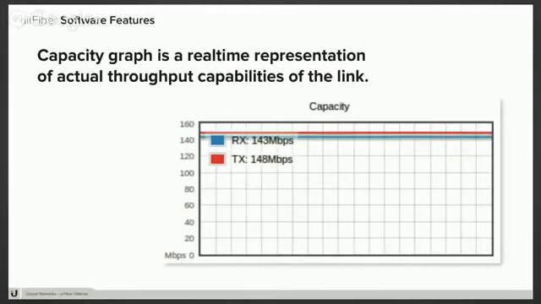Next, we have a capacity graph, and this capacity graph shows up on the main screen of every radio, and what it shows you is the actual data capability of the link at any given moment in time. This is essentially a real-time link test that is always on and always telling you what the link performance is. The way it does this is that any unused data slots that aren't being used to carry user traffic are filled with a pseudo-random pattern.